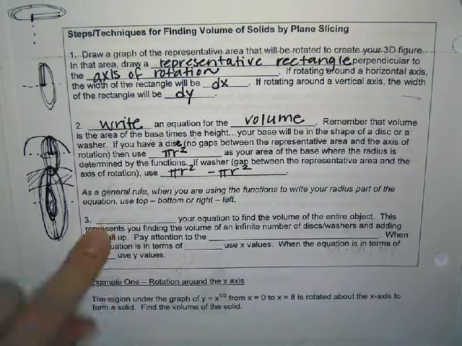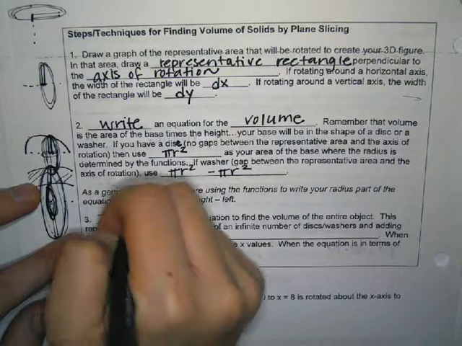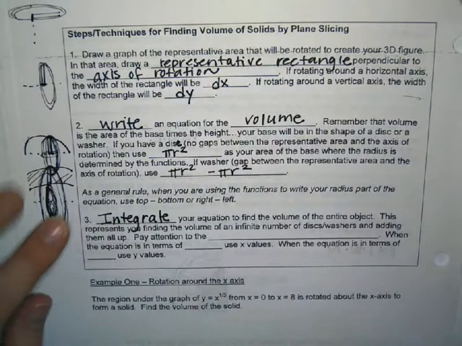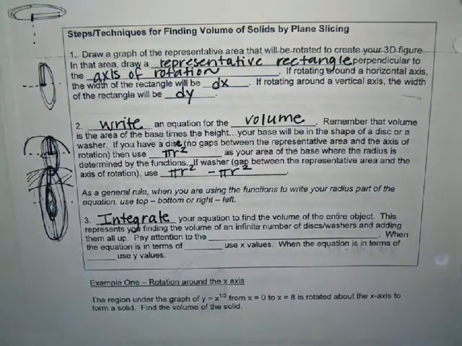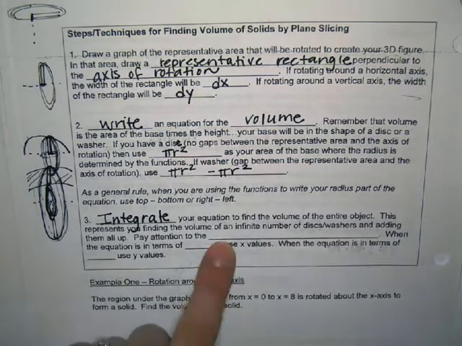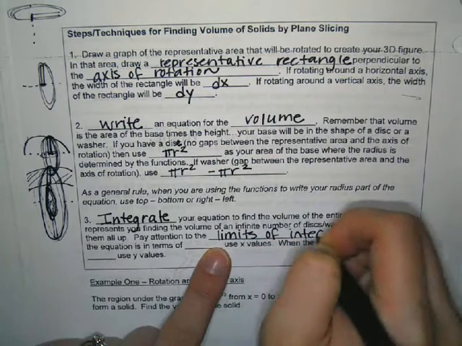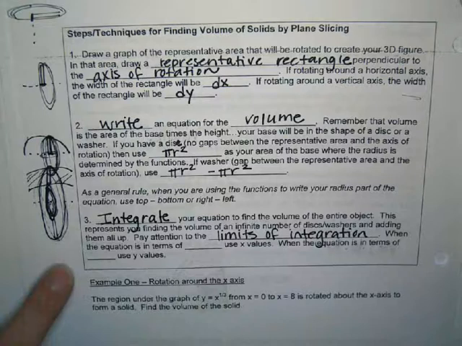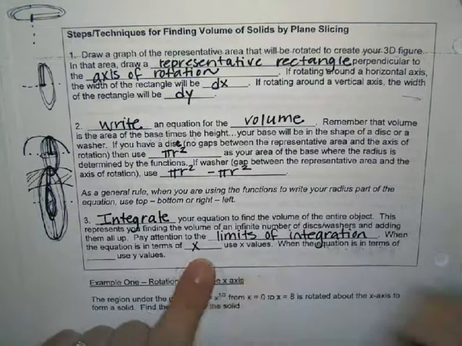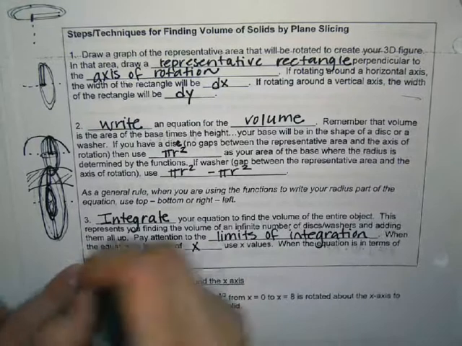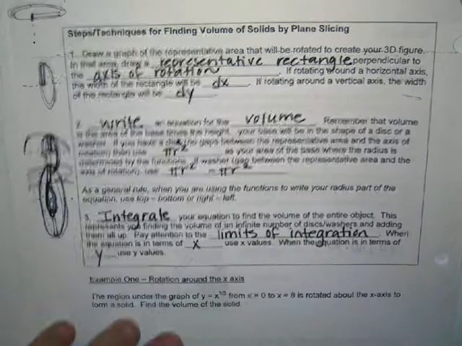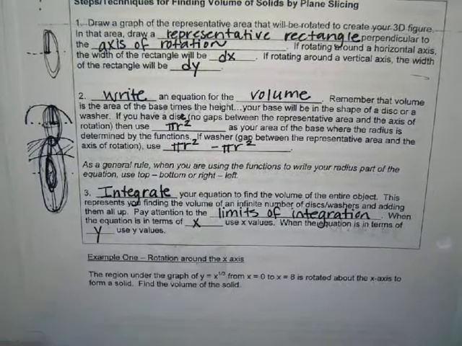For number 3, once you get your equation set up, you're going to integrate. Now, when you integrate your equation, that's the easy part because you're going to have a pretty simple function, usually. This represents you finding the volume of an infinite number of discs or washers and adding them all up. Pay attention to your limits of integration. When the equation is in terms of x, use x values. When the equation is in terms of y, use y values. Okay, and this is all dependent on the axis of rotation that you use.